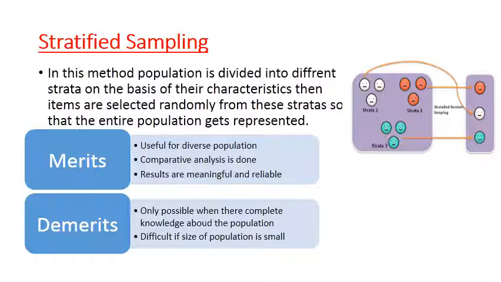Now stratified sampling. Stratified sampling is the type of sampling in which the population is first divided into groups known as strata, on the basis of their characteristics or resemblances. Then items are selected randomly from these strata. You can see strata 1, strata 2, strata 3, differentiated on the basis of color, and then a sample is selected randomly from each of these strata.